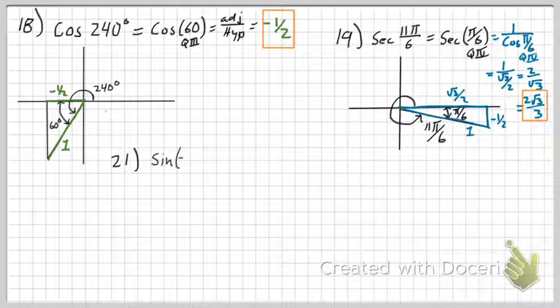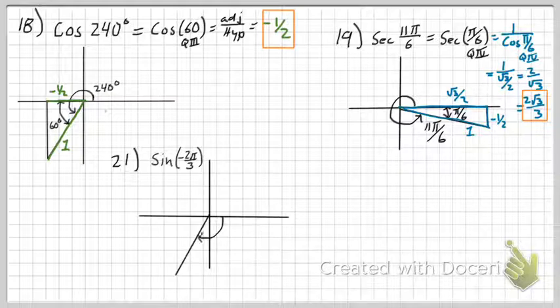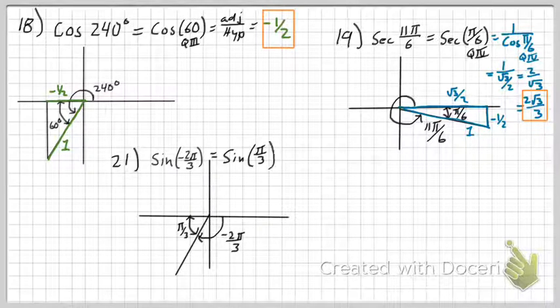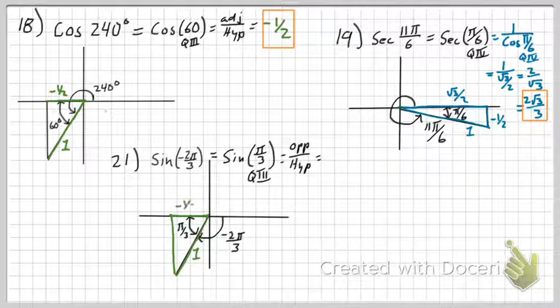Next problem, 21. Again, it's all about finding that reference angle. The negative means I just have to go in the opposite direction. 2 pi over 3, okay, gives me that reference angle of pi over 3. Fourth quadrant is what I'm going to do.